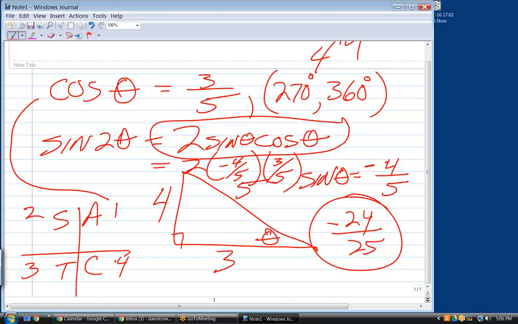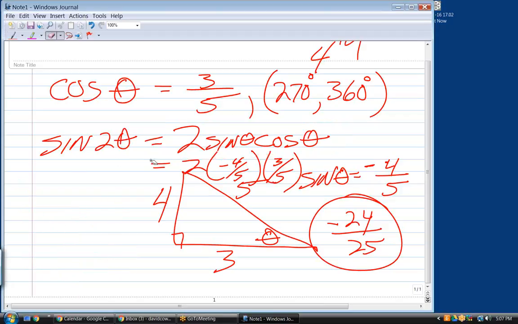Okay. And notice that we never once figured out what theta was. True. No need to. That's the beauty of trig, is that you might think that, well, I can take the inverse cosine of this and come up with this angle, and then I can multiply that angle by 2 and just figure out what the sine of that thing is. And you could do it like that, but they don't want you to do it like that. They want you to do it using the double angle formula.